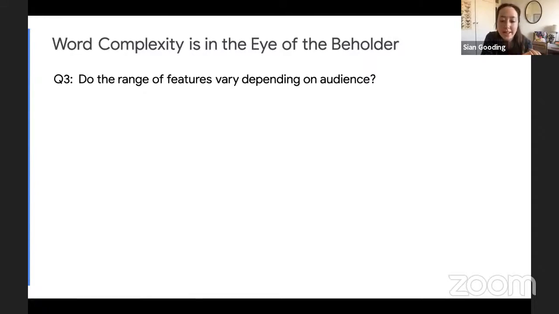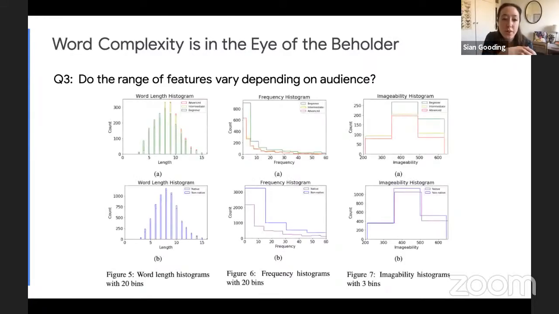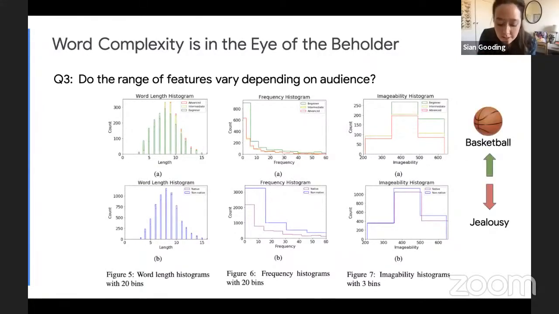In order to look at this, I plotted some histograms. I looked at the three main areas that I said before that have been looked into from a complexity perspective: word length, frequency, and imageability. For people who don't know what imageability is, this is a psycholinguistic aspect, which is how easy it is to associate the word with an image. For instance, basketball, you can picture a basketball, so that's got a high imageability, whereas jealousy, it's hard to picture that in a concrete way.